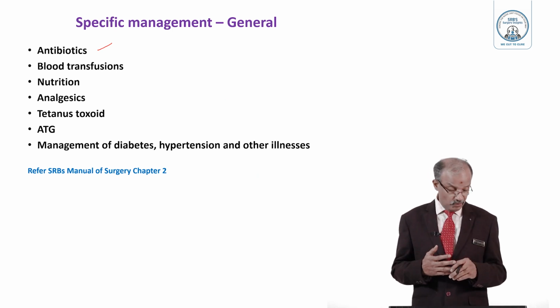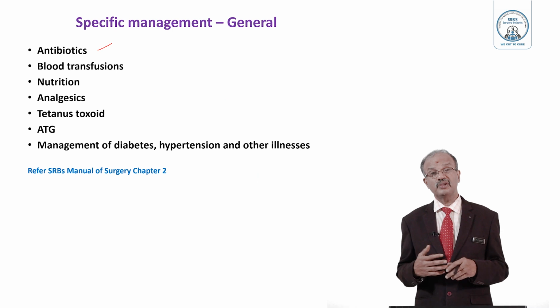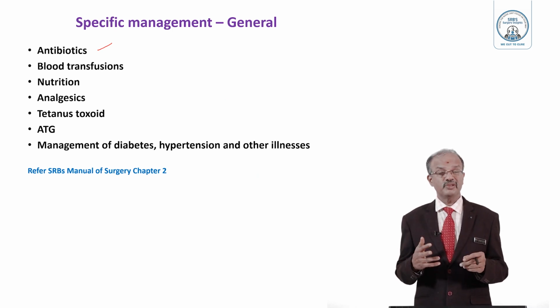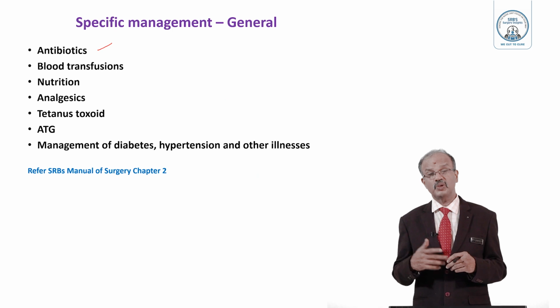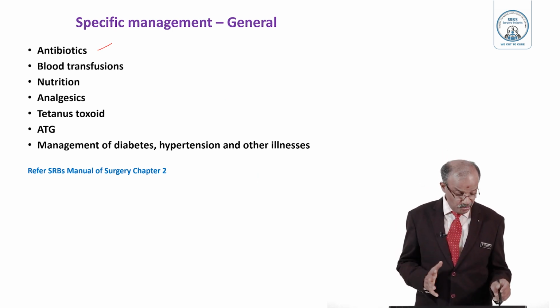Blood transfusion if hemoglobin is low. Nutrition is very important. For large, big, major wounds, you have to put a central line, then total parenteral nutrition is required. Once your patient is oral, you can put a nasogastric tube and do nasogastric feeding. Other is oral feeding, but nutrition is very, very important.